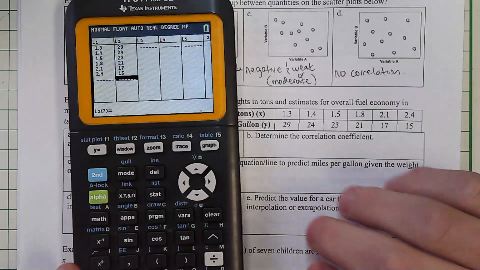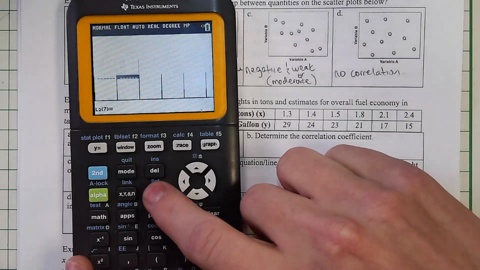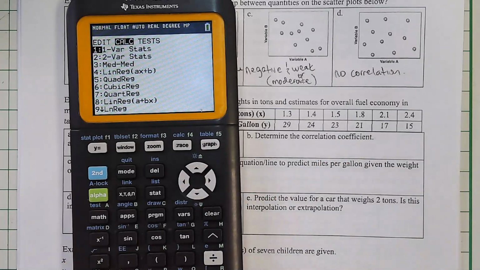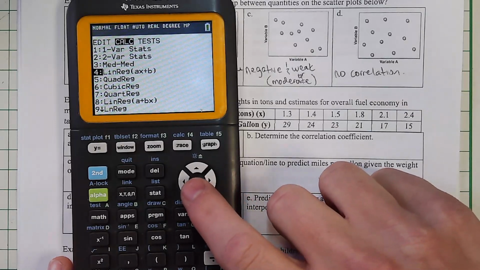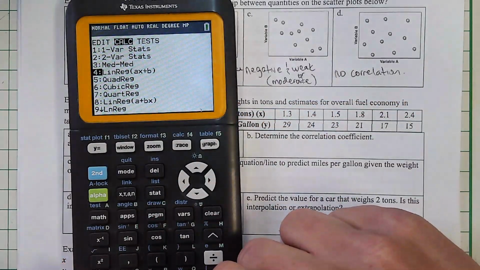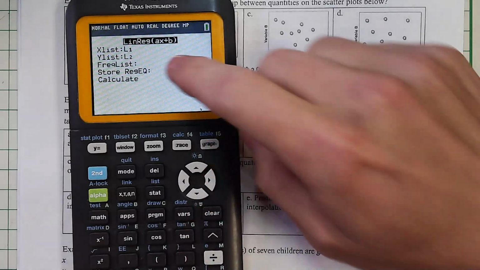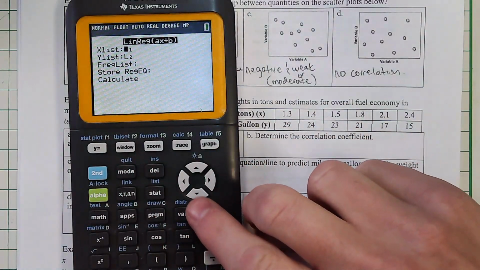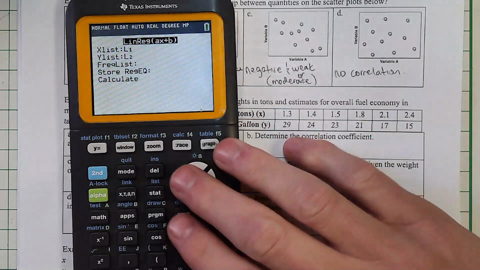So we got that entered in there. Now here's what we're going to do next. We're going to press stat again. Hit the right button for calc, so right there. And we're going down to option 4, LinReg ax plus b. LinReg ax plus b. Okay? My X list is L1. If you don't have L1 there, press second 1. My Y list is L2. If you don't have that in there, press second 2.